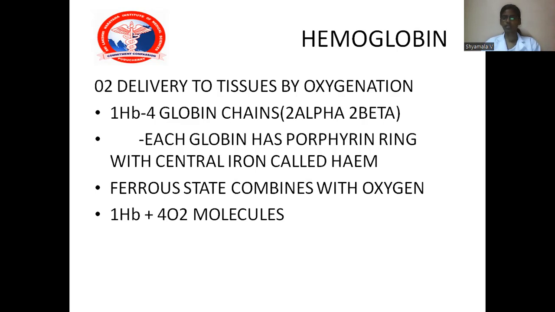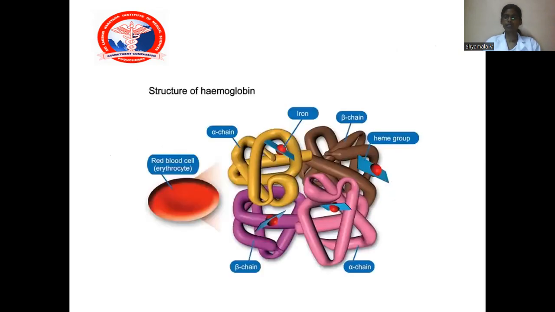So coming to oxygen transport, we all know that oxygen is carried around the body by an iron containing protein called hemoglobin. Hemoglobin consists of globin chains, that is two alpha chains and two beta chains, with a porphyrin ring and central heme at the center. Hemoglobin can carry oxygen when iron is in the ferrous form. Each hemoglobin has the ability to carry about 4 oxygen molecules.